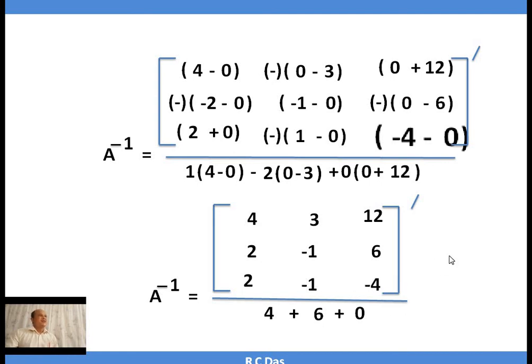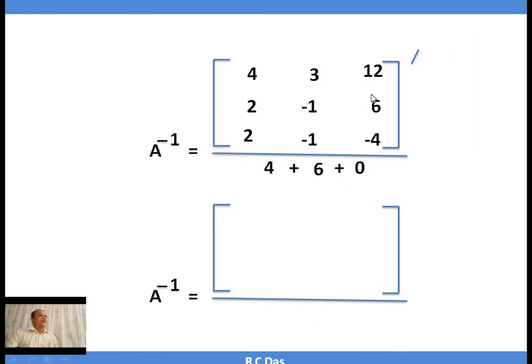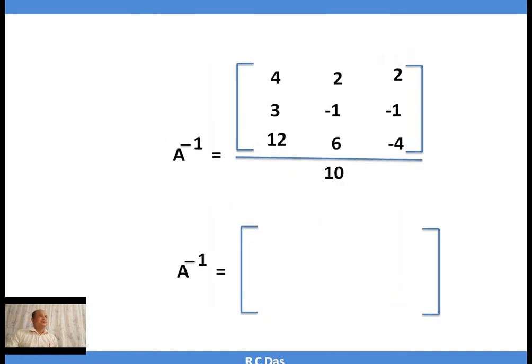Well, so this is the cofactor matrix, and we transpose it. How to transpose? We interchange these rows into columns. So the first row becomes the first column, the second row becomes the second column, the third row becomes the third column. So the transpose is done, so we need not write this dash. This is the adjoint, the transpose of the cofactor matrix. And the determinant value is 4 plus 6 plus 0, which is 10. So A inverse is equal to this adjoint matrix divided by 10.